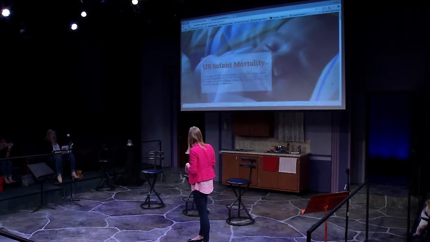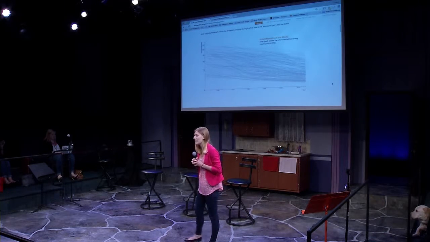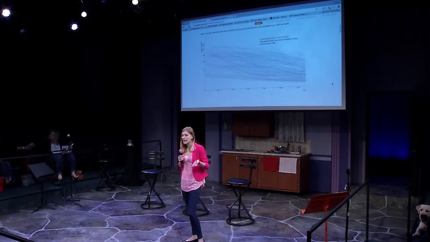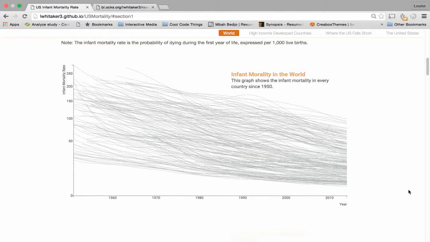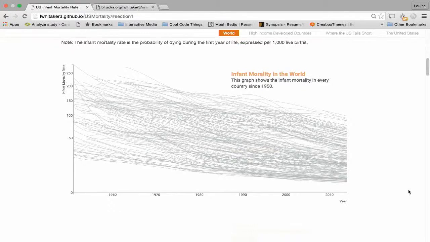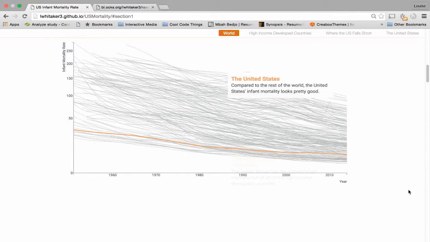I started off looking at data across the world from 1950 to present day. Infant mortality is defined as the number of babies that die before their first birthday per every 1,000 born. This is the infant mortality across the world, and as you can see, it's declined. My first question was, where does the United States fall on this? It looks pretty good when you compare it to the rest of the world.